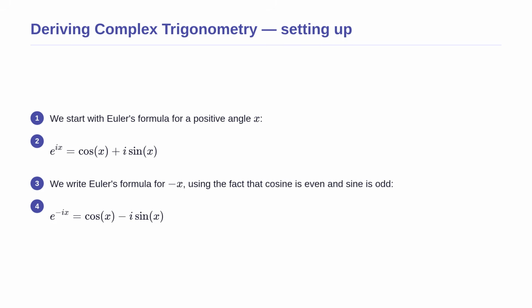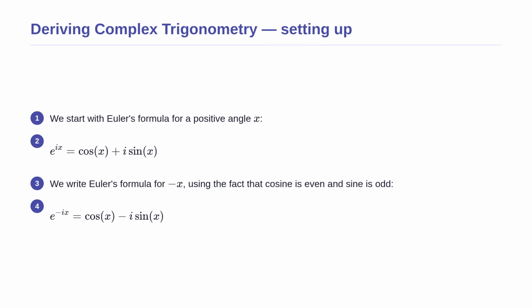Now that we have used these formulas to solve problems, let us understand exactly where they come from. This proof establishes the foundational link between exponentials and trigonometry. We start with Euler's formula for a real number x, which states that an imaginary exponential is made of a real cosine part and an imaginary sine part.